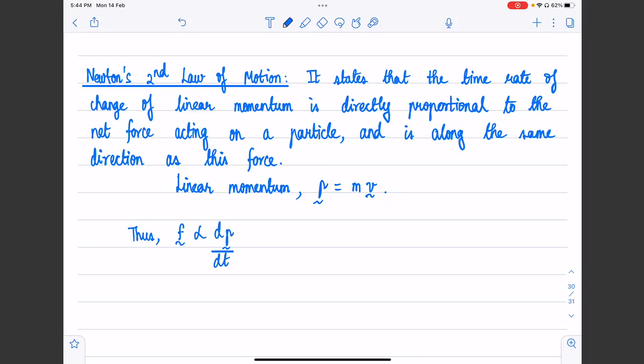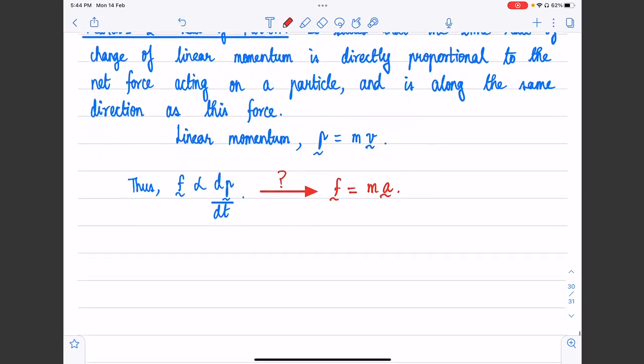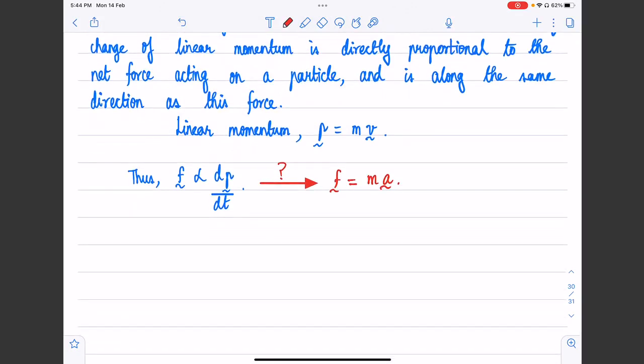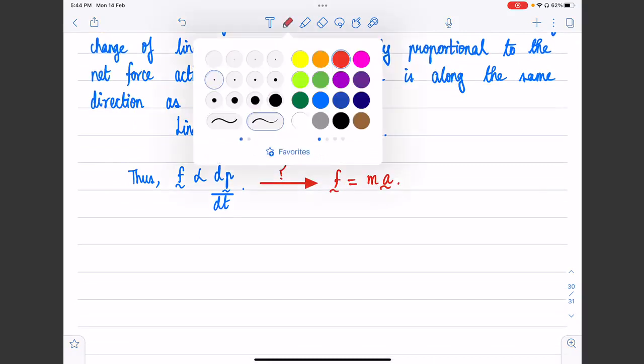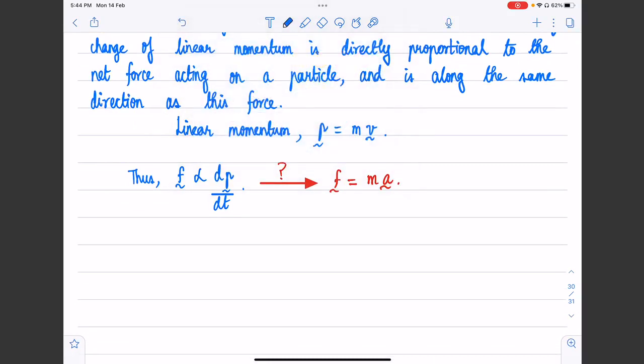Okay. Now this is the mathematical statement, right? So now the question becomes, how did it become F equals ma? Any thoughts? Differentiate that equation, the linear momentum equation. Then m dv by dt is acceleration. Okay, so let's do that.